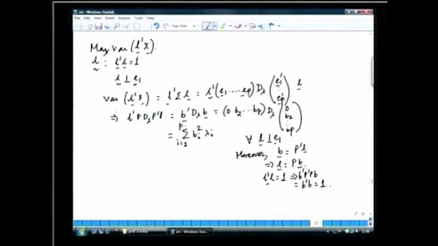Okay, now with L orthogonal to E1, I just saw that this variance of L prime x is nothing but equal to summation bi square lambda i. Now, again I have to consider its maximum with the fact that B prime B is equal to 1, because one condition I have already incorporated while I got the form summation bi square lambda i. I have already incorporated the condition that L is orthogonal to E1. I have yet one more condition to be satisfied, that is B transpose B is equal to 1. So, I have to consider the maximum of the expression summation bi square lambda i such that summation bi square is equal to 1. Okay.